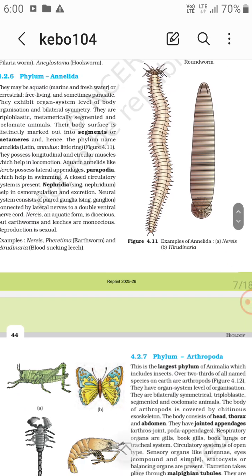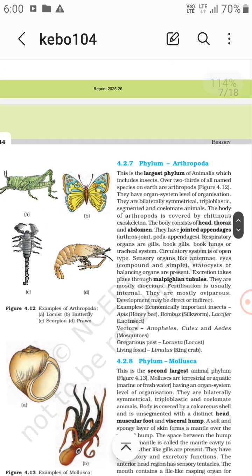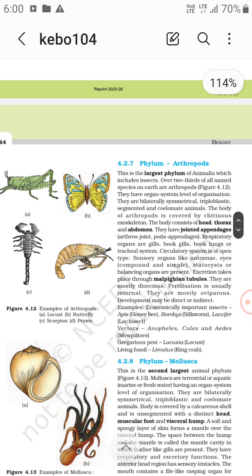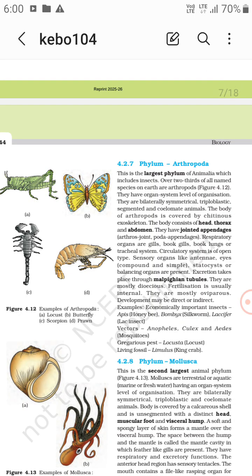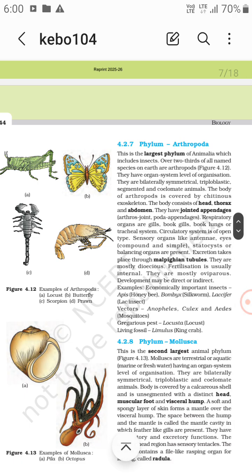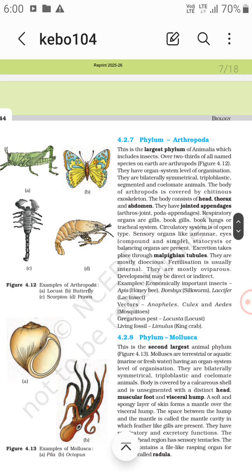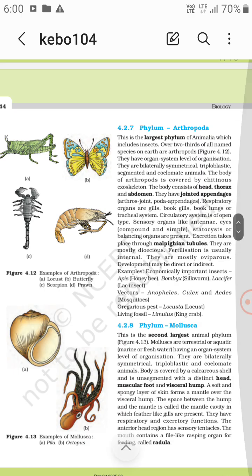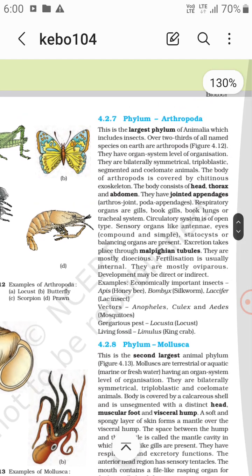are monoecious, remember. So phylum Arthropoda, this is the largest phylum of Animalia, which includes insects. Over 2/3 of all named species on earth are arthropods. The body of arthropods is covered by a chitinous exoskeleton. The body consists of head, thorax and abdomen. They have jointed appendages. The circulatory system of arthropods is of open type. The sensory organs like antennae, eyes, compound and simple, and statocysts or balancing organs are present. Excretion takes place through Malpighian tubules.